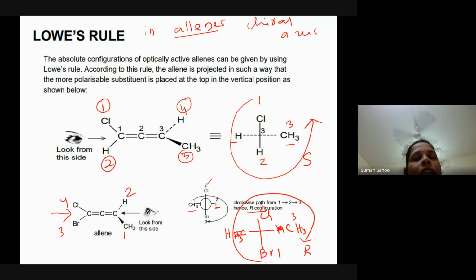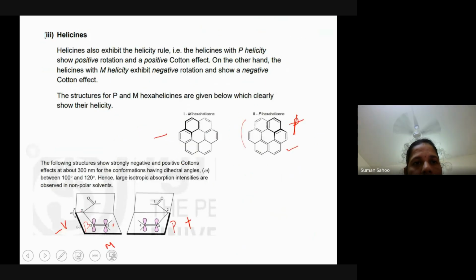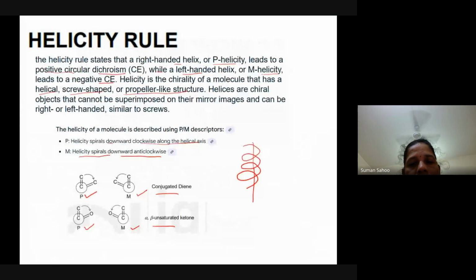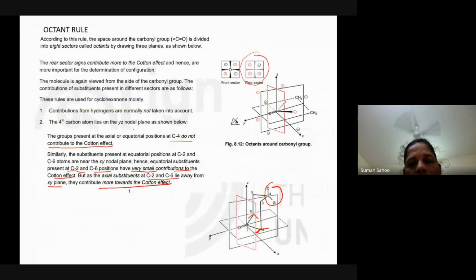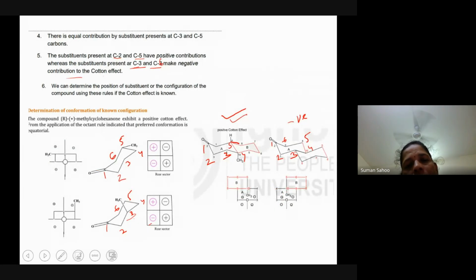These things you have to visualize a lot, and you have to do a lot of practice. And don't worry about why these things are there. In this octant rule, you have to remember this figure and the position, and this rule, and accordingly you have to name the projection formulas. Then just see on which place the octant is, whether it has a positive contribution or a negative contribution.